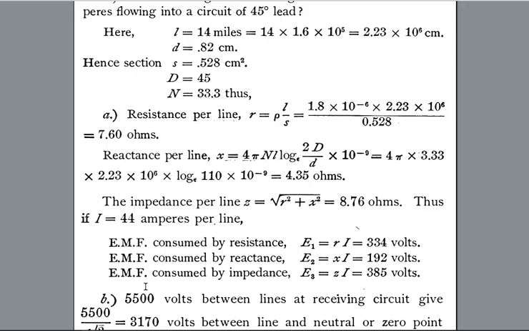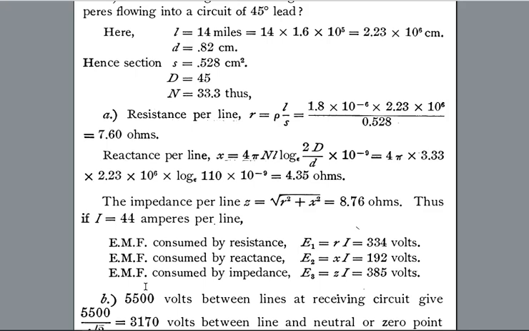A. Resistance per line. R equals rho L over S equals 1.8 times 10 to the minus 6 times 2.23 times 10 to the 6th over 0.528 equals 7.60 ohms. Reactance per line. X equals 4 pi NL log natural of 2D over D times 10 to the minus 9 equals 4 pi times 33.3 times 2.23 times 10 to the 6th times log natural of 100 times 10 to the minus 9 equals 4.35 ohms.